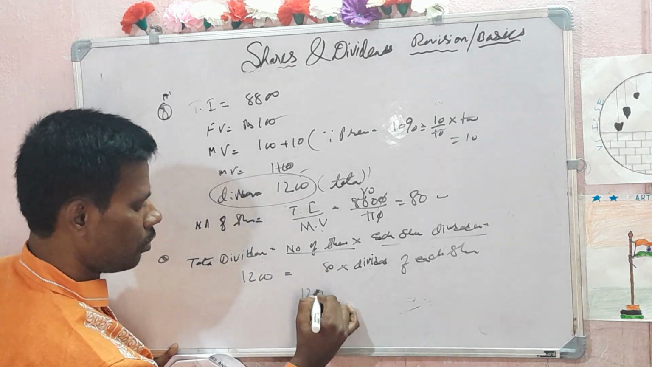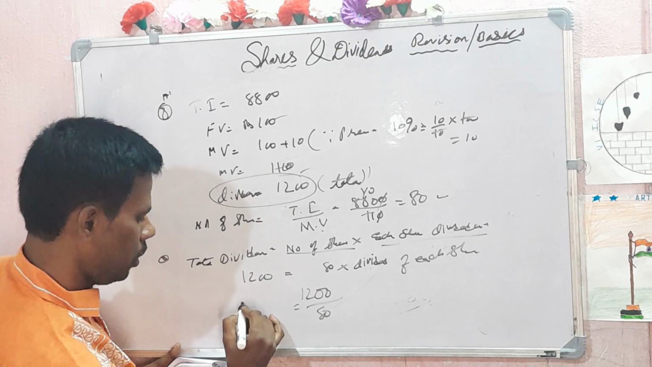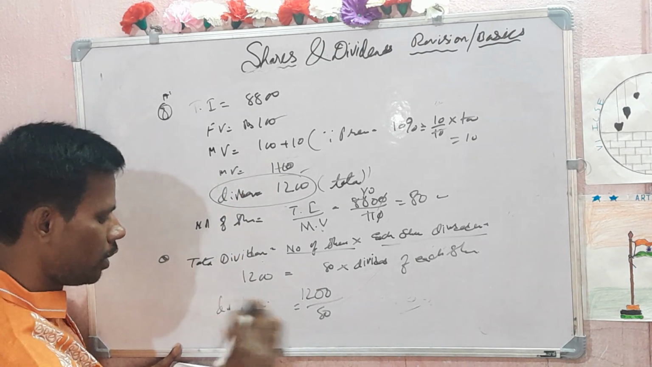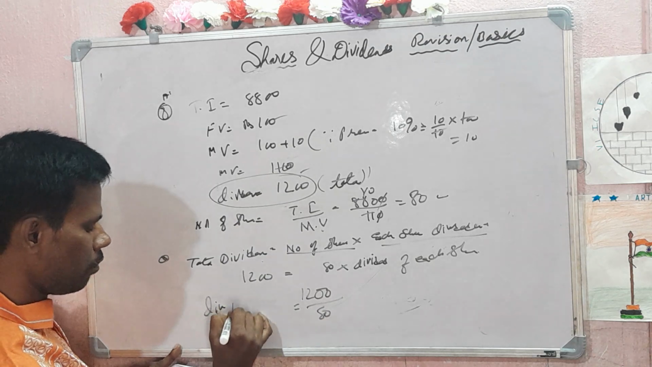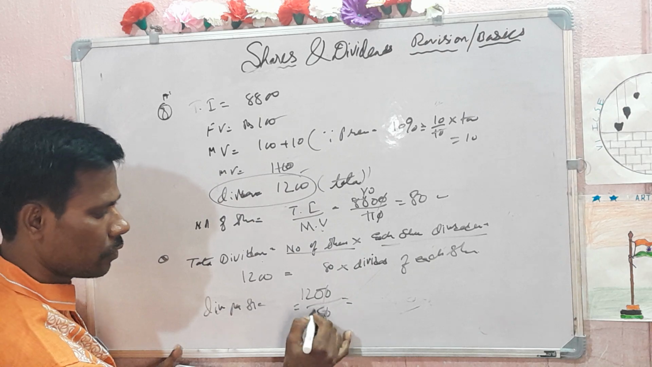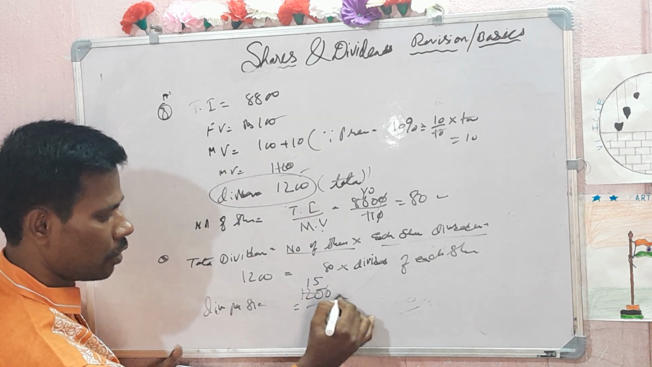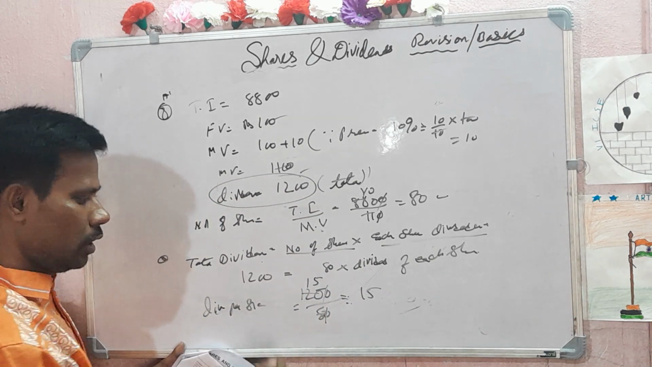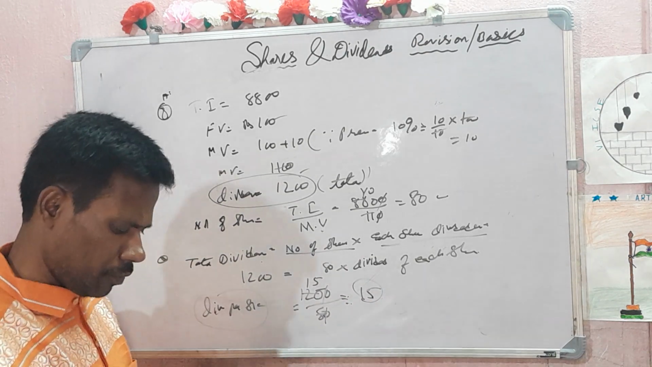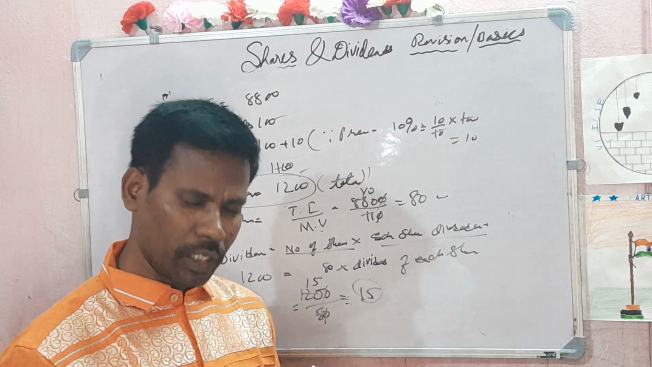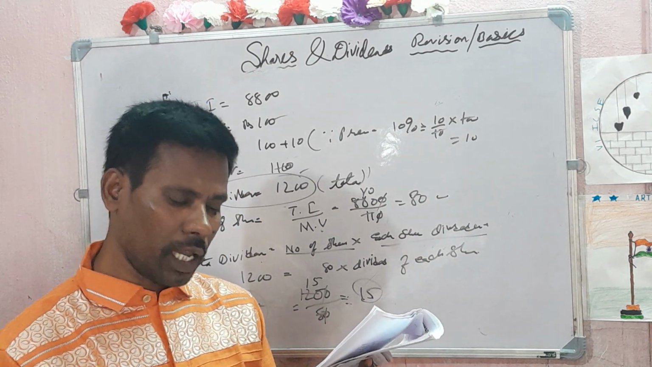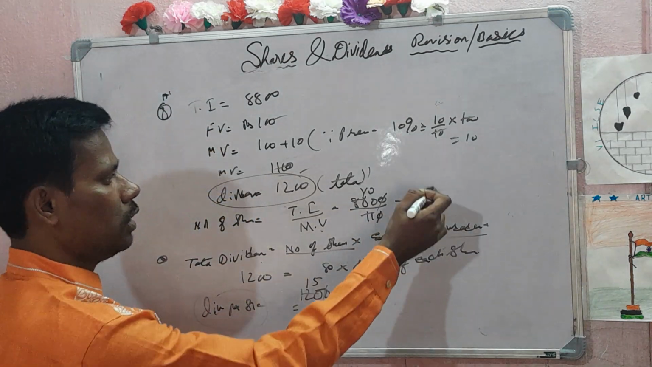So from this, 1,200 by 80 is equal to dividend per share. Write down dividend per share. You calculate this one: 8 1s are 8, 8 5s are 40. 15. Now dividend per share is 15. Now what is he asking? Dividend percentage per share. Already I told you the first part, the number of shares he has in the company, is 80.